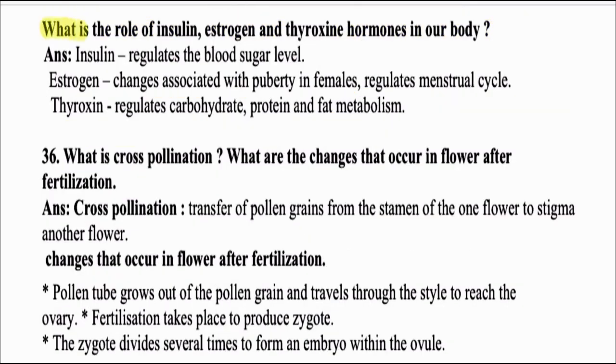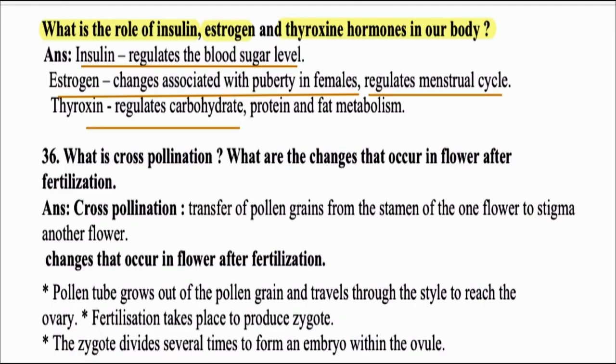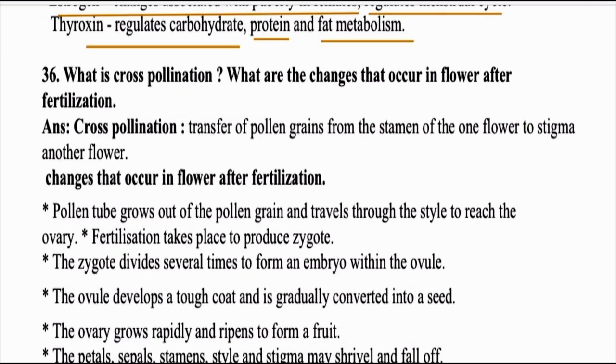Next question. What is the role of insulin, estrogen, and thyroxine hormones in our body? Insulin regulates the blood sugar level. Estrogen brings changes associated with puberty in females and regulates the menstrual cycle, whereas thyroxine regulates carbohydrate, protein, and fat metabolism.